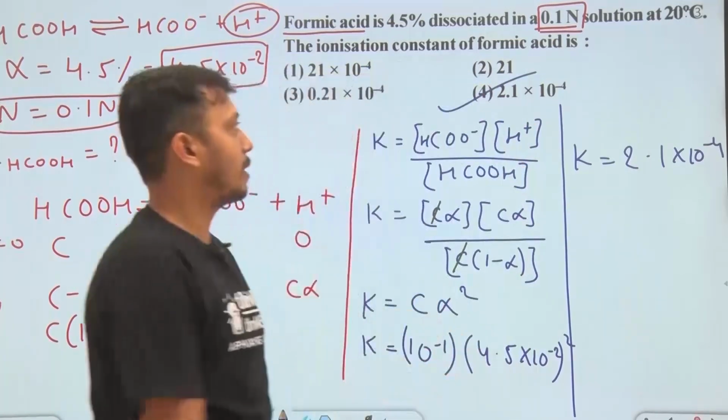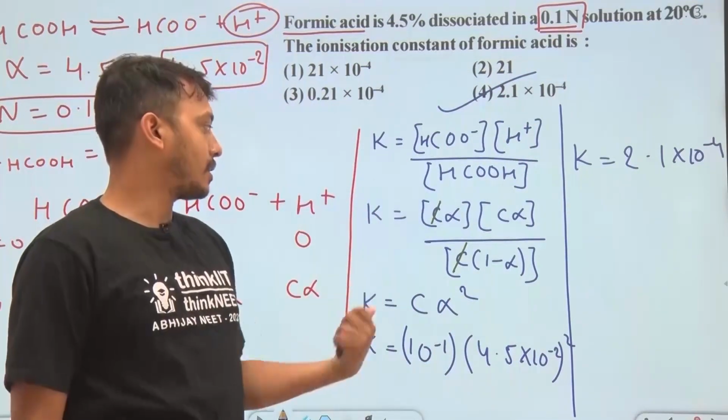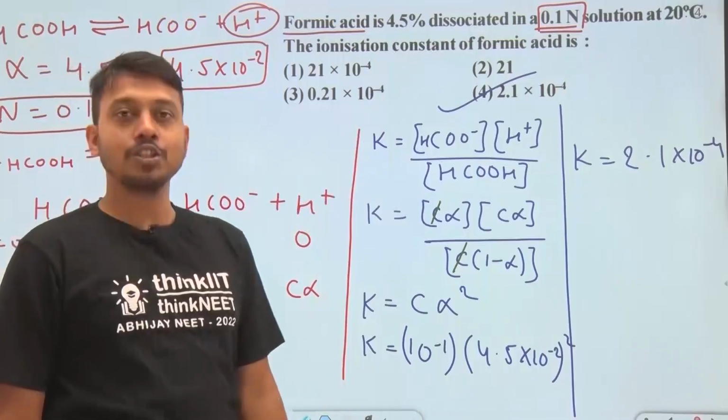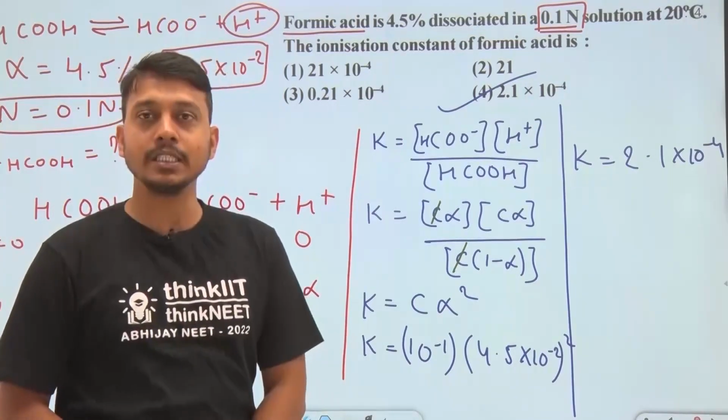which is given in option number 4. So this is the correct ionization constant of formic acid. Hence option number 4 is the correct choice.